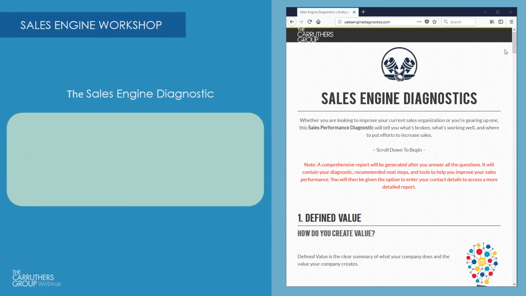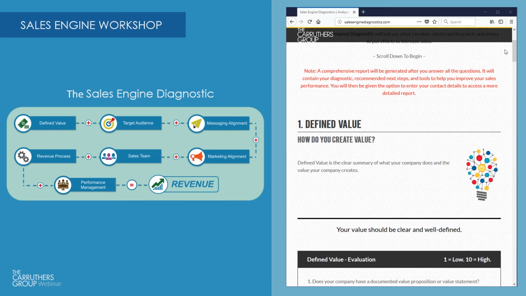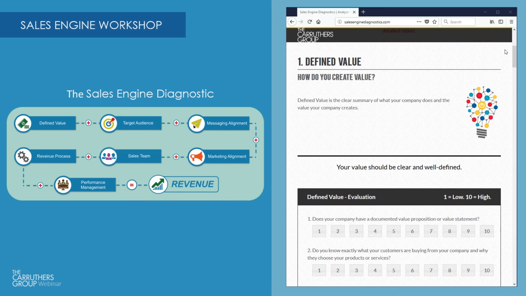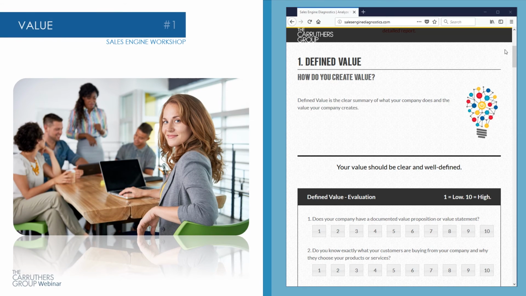Today we're going to go through our sales engine diagnostic and explore the 7 foundations of the revenue equation. So let's kick things off and start by talking about value. Value is super critical to anyone that really wants to increase their sales performance. I want you to think about value as that acorn that everything that you do as a salesperson comes from.